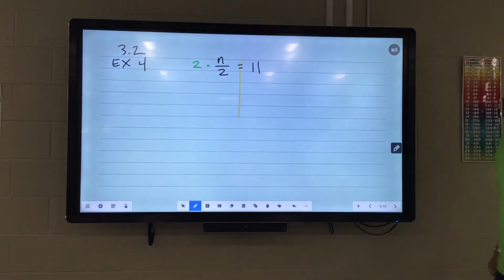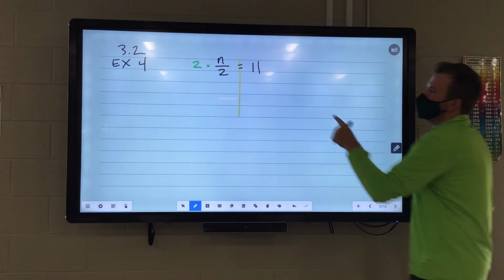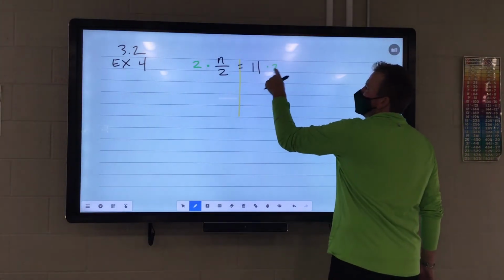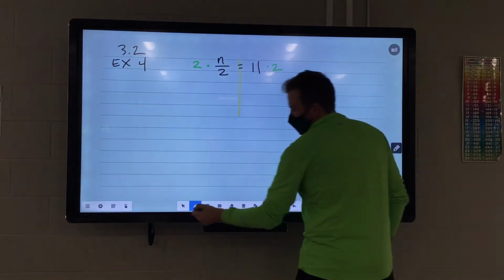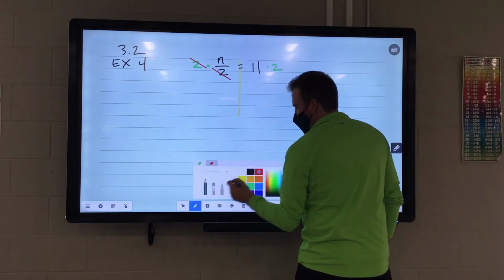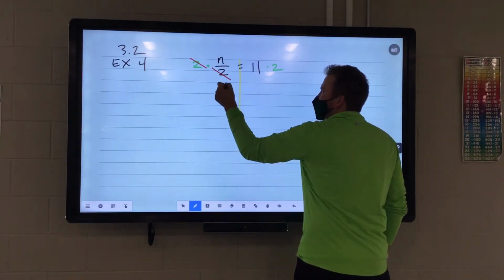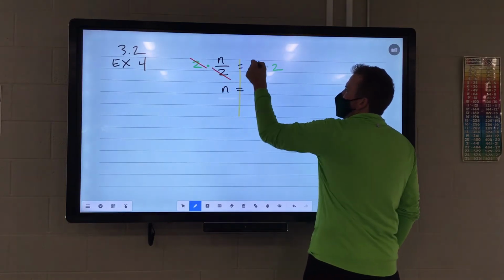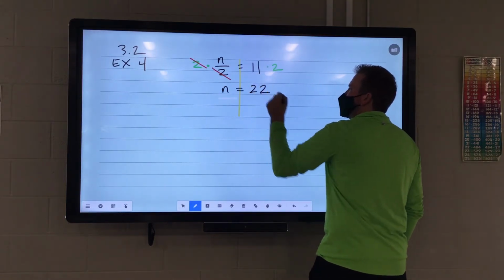Now, of course, if I multiply the left side of the equation by 2, I need to follow the golden rule of solving equations. And I'm going to need to multiply the right side of the equation by 2. What that does is that cancels out that denominator of 2, leaving me with just simply n. Then 11 times 2 is 22.